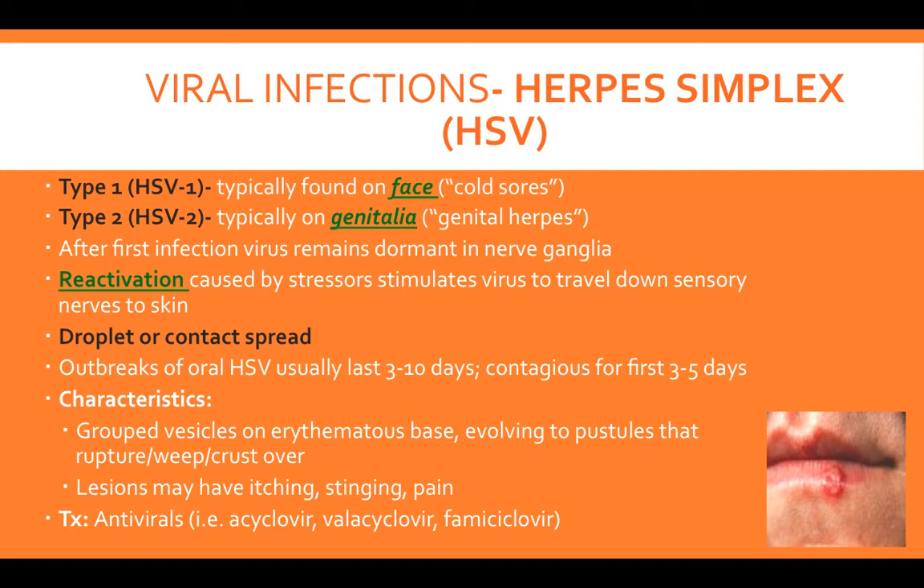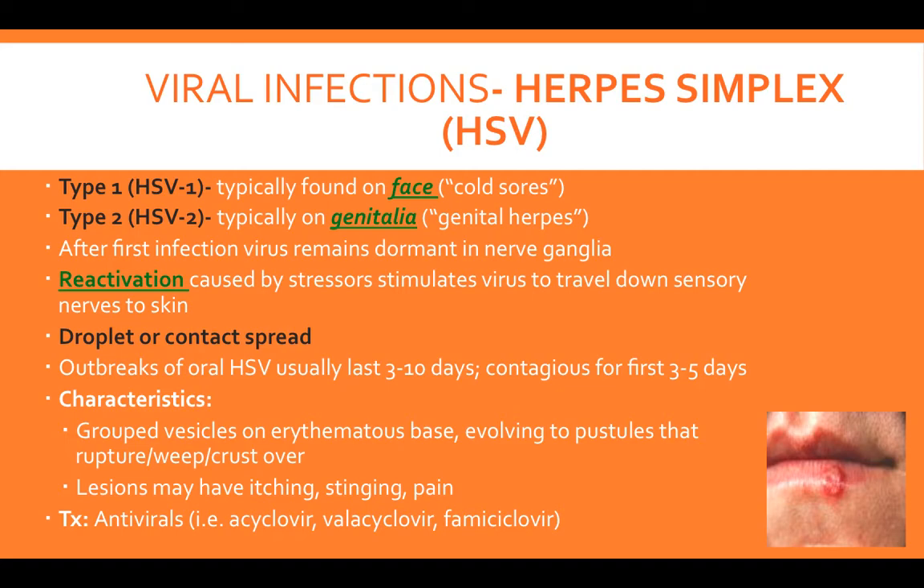Moving on to viral infections, herpes simplex or HSV type 1 is usually found on the face, typically known as cold sores. Type 2 is typically considered your genital herpes, found on the genitalia. Severity of the herpes really depends on your age and immunocompromised status, and secondary infections can occur. And reactivation of the virus is often triggered by stressors such as sunburn, trauma, fever, menstrual cycle, fatigue. So after you first get infected with herpes simplex, the virus remains dormant in your nerves, and then those stressors cause the reactivation.